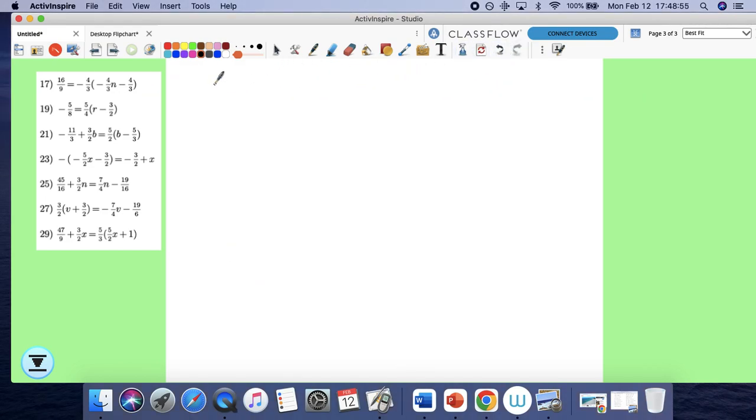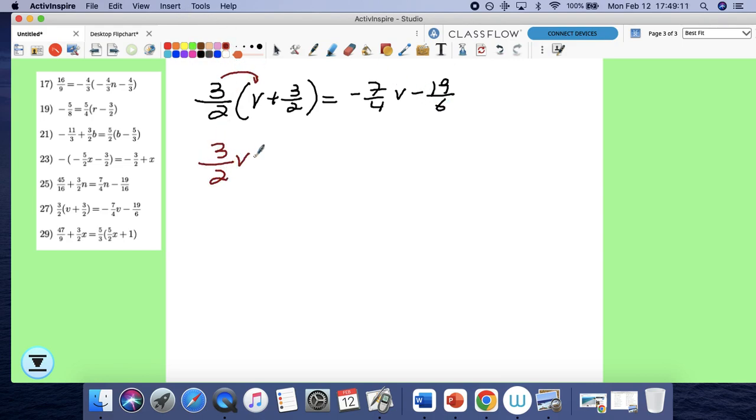All right, so 3 over 2 v plus 3 over 2 equals negative 7 over 4 v minus 19 over 6. I am going to do this one properly. So 3 over 2 v plus, and then multiply these two, I get 9 over 4, equals negative 7 over 4 v minus 19 over 6. Now multiply everything by 12 because that's the LCM.